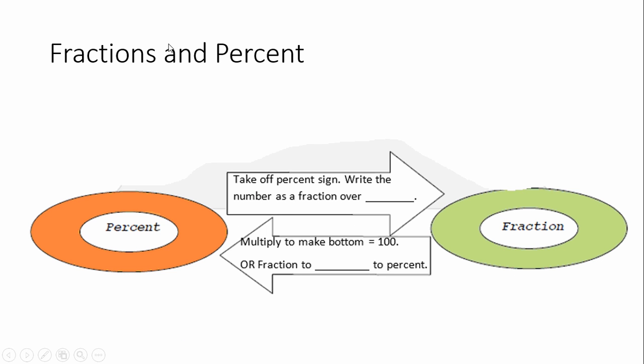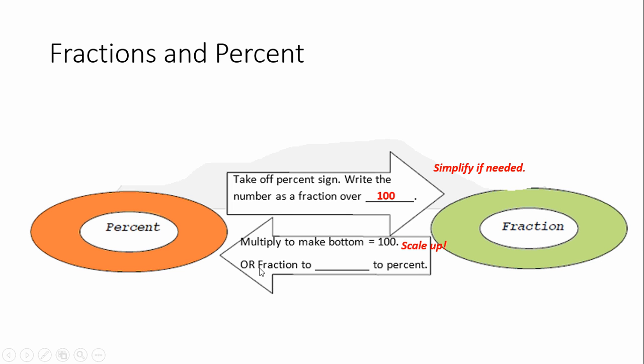Okay, so fractions and percent. To go from percents to fractions, we take off the percent sign and write the number as a fraction over 100. And remember, percent is per 100, and then we simplify if needed. Okay, then to go from a fraction to a percent, multiply to make the bottom 100. So in other words, we're like scaling up.